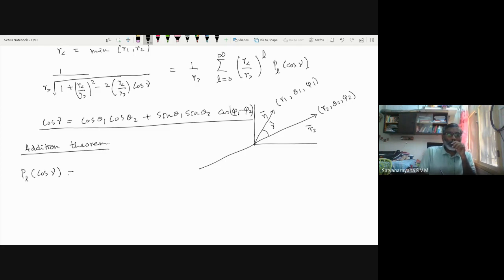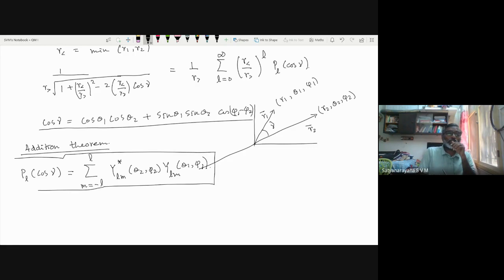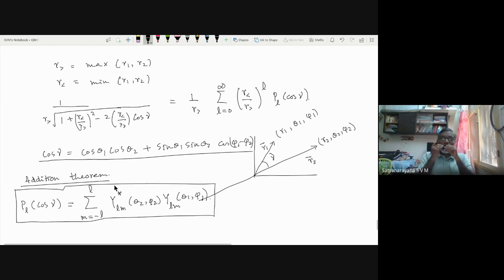It has a very nice form that is given by 4 pi by (2L plus 1), sum over M equal to minus L to plus L, YLM star of theta 2 phi 2 into YLM of theta 1 phi 1. Okay, in doing calculations, I have never seen something more useful than this. So this is an extremely useful theorem called the addition theorem. Okay, one can show this, but more than showing, the amount of simplification that it does is phenomenal.